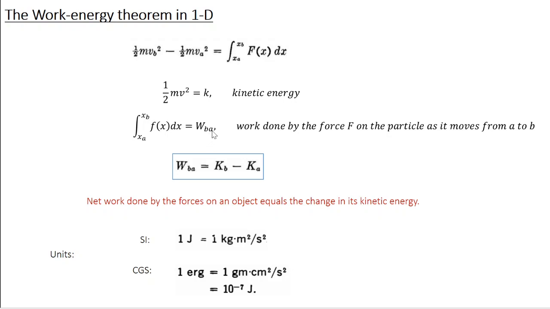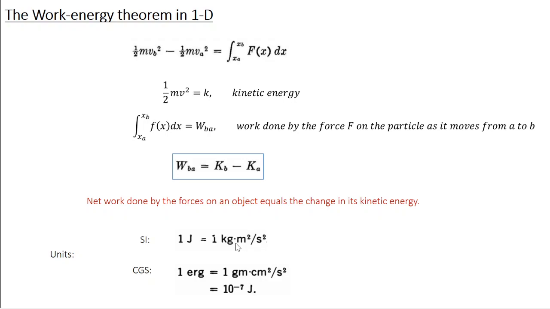So when you do the integration of the equation of motion with respect to position, you get the relation: work done WBA equals change in kinetic energy, KB minus KA. This is known as the work-energy theorem in one dimension. So the net work done by the forces on an object equals the change in its kinetic energy. This theorem talks about the interrelation between work and energy, and if you notice, the unit for work and energy are both the same. So in SI unit, the unit is joule, which is 1 kilogram meter square per second square.